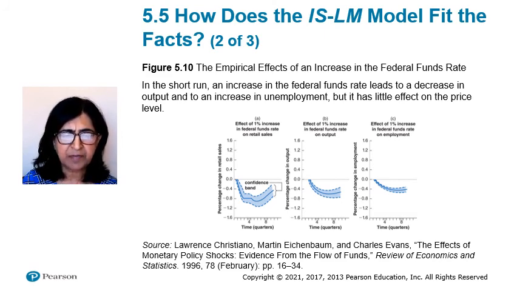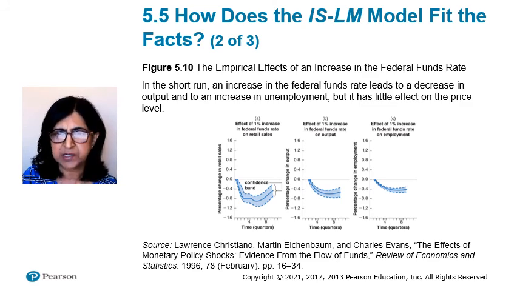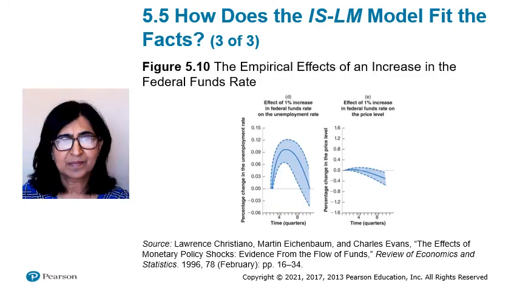The third graph, labeled C, shows that lower output leads to lower employment. As firms cut production, they also cut employment. As with output, the decline in employment is slow and steady, reaching negative 0.5% after 8 quarters. The graph labeled D shows the decline in employment leads to an increase in the unemployment rate.